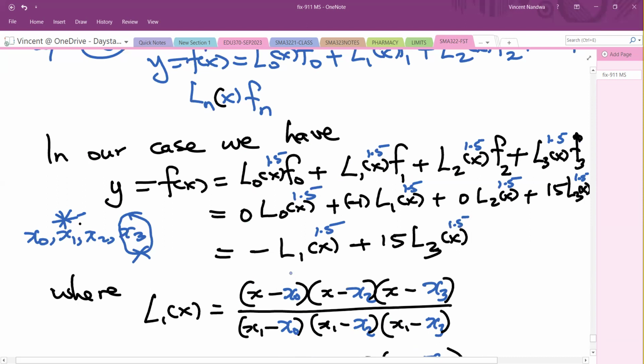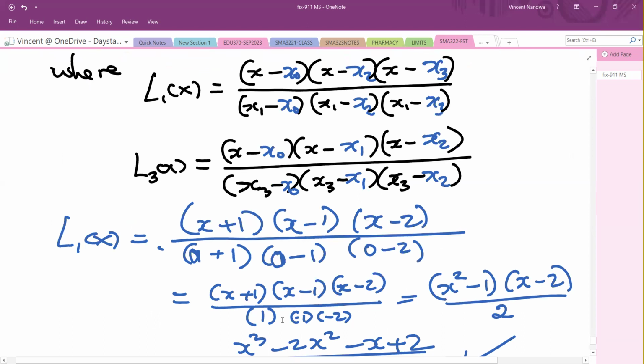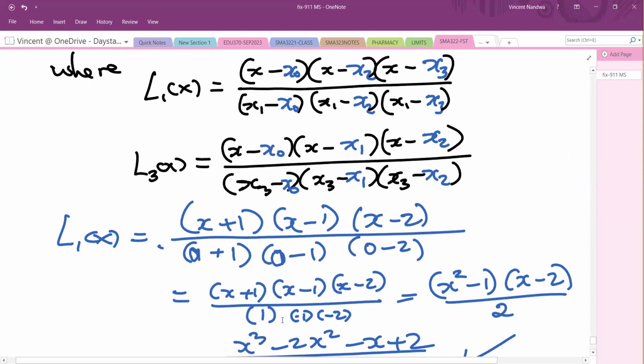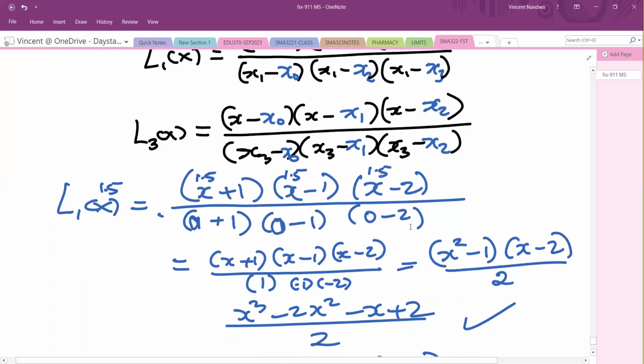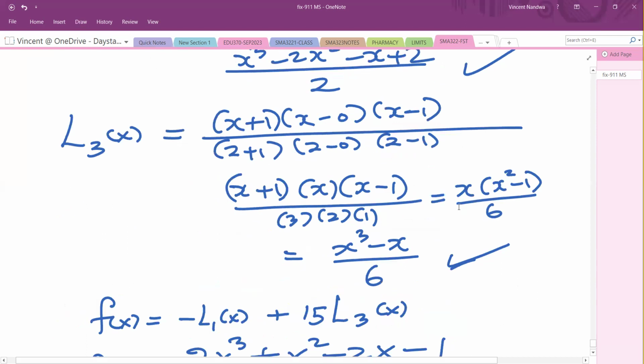So that when you are defining these Li values, you don't have to go up to the polynomial itself. You'll be replacing where there's x by 1.5. So here the L1 of 1.5 will be a number. It will not be in terms of x. This will be a number. And also when you go to L3 of 1.5, everywhere there's an x, you put 1.5, then this will also be a number.